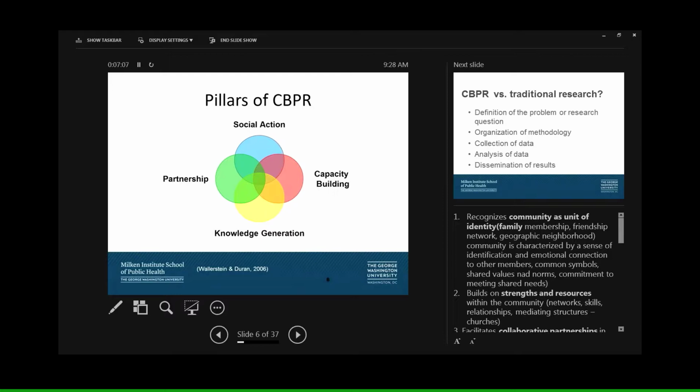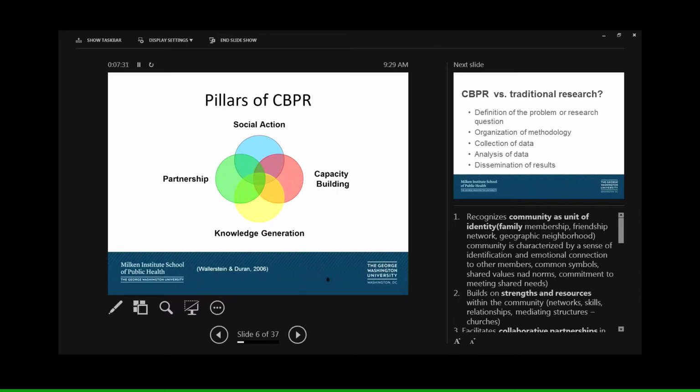The community is also a unit in and of itself that the researcher and the community members recognize as a unit. It could be a family or a geographical community or a neighborhood, but it's predefined by the community itself. So basically it's social action, partnership, knowledge generation, and capacity building.